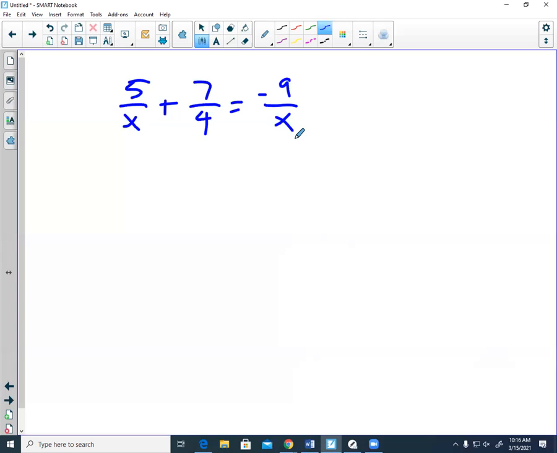What you would end up doing is you would combine everything on the left side into one fraction. So if I covered up that -9 over x, yesterday or Friday's stuff would have shown you how to combine this into one fraction. You'd find common denominators, you combine it. Once you combine it, then you can cross multiply. I think that's just a little bit too much work.